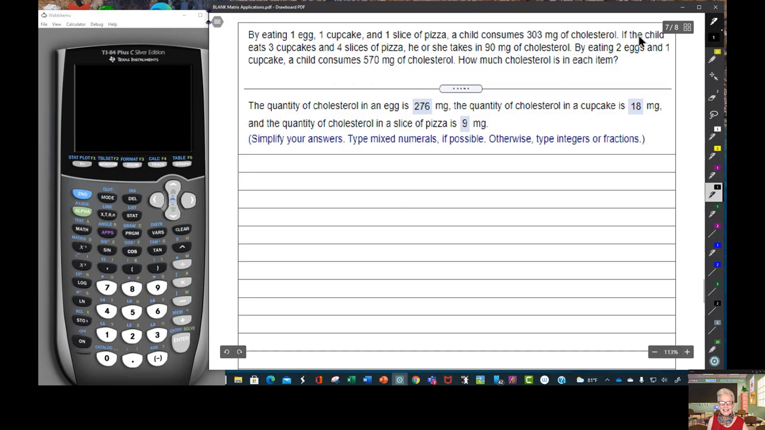All right, now here we go. By eating one egg, one cupcake, and one slice of pizza, a child consumes 303 milligrams of cholesterol. If the child eats three cupcakes, my style, and four slices of pizza, that kid is me, he or she takes 90 milligrams of cholesterol. By eating two eggs and one cupcake, a child consumes 570 milligrams of cholesterol. How much cholesterol is in each item? And here we're told the answers. Why work it? No. Bad attitude. Okay, so here we go.